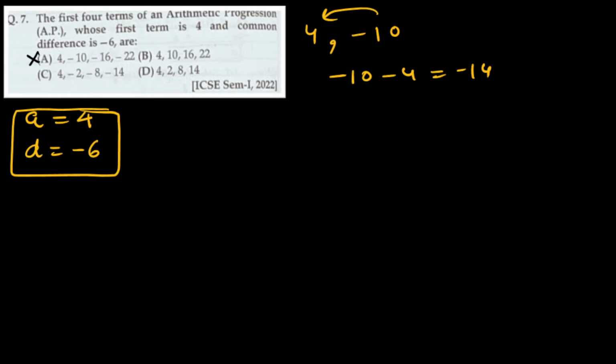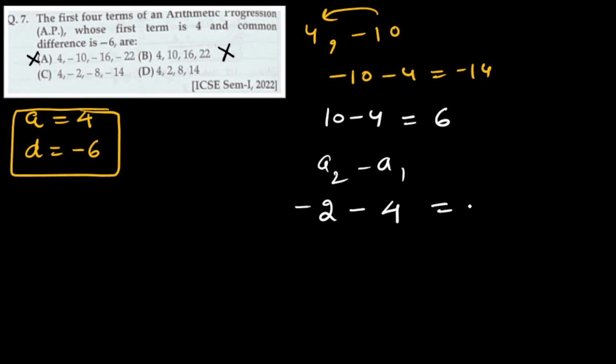If you check the second one, option B, the first two terms we will use and check. So 10 minus 4, second term minus first term of the second sequence, 10 minus 4 is 6. So our common difference is plus 6, which means this is also not the correct answer. Let's check the third one. Again A2 minus A1: A2 is minus 2, A1 is 4, so minus 6. Here we are getting a difference of minus 6. First term is 4 and difference is minus 6, so option C is the correct answer.